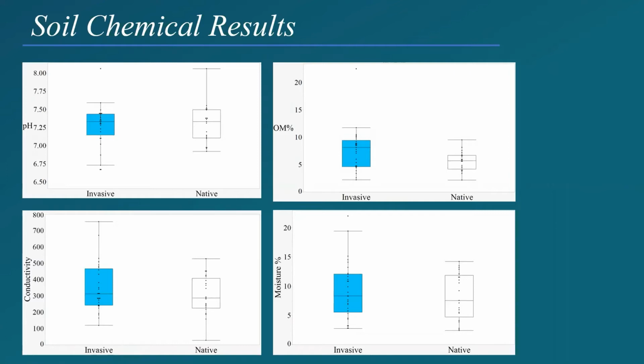So for pH, we can see that there was a flipped broad range between native and invasives. The invasive can survive with a little bit of a lower pH compared to the native, which prefers to live in a higher pH. Also, with organic matter, we can see that there is a broad range of organic percentage found in invasive compared to native. This could be due to leaf litter.